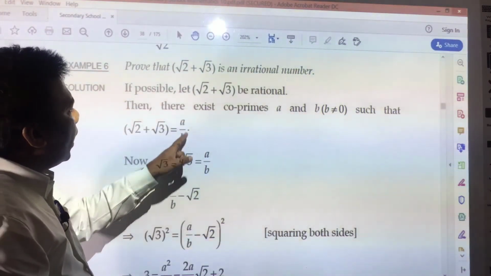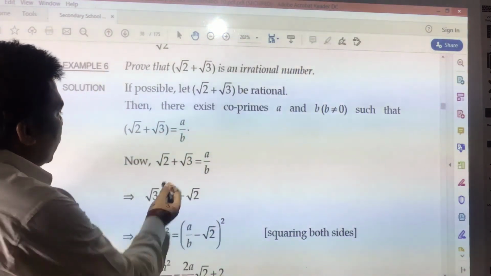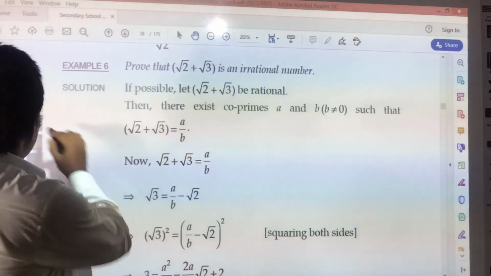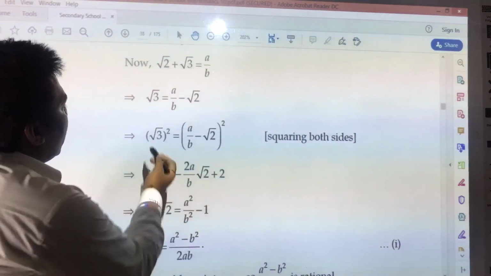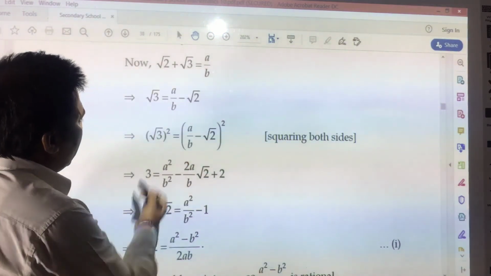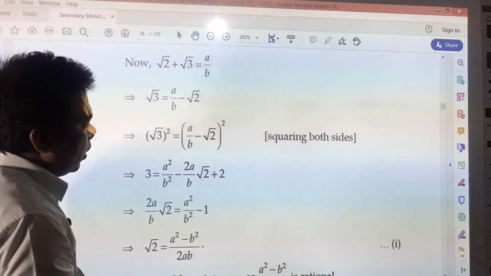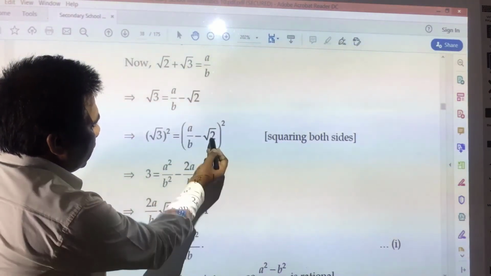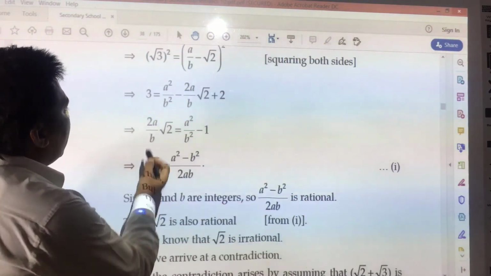It means they do not have any common factor other than 1. So root 2 plus root 3 is equal to a by b, and root 3 is equal to a by b minus root 2. When you square this, what will you get? You will get 3 is equal to (a by b minus root 2) whole square, which means a square by b square minus 2a by b root 2 plus 2. If you simplify this, what do you get?